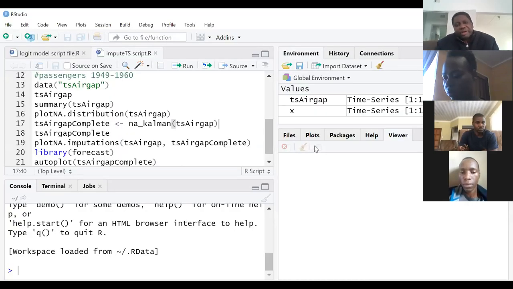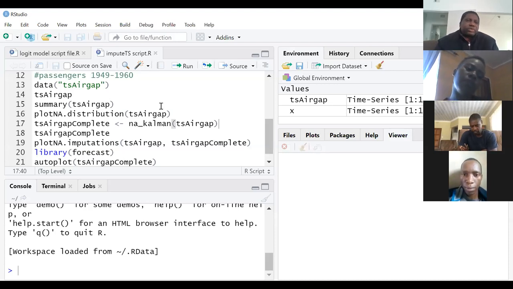Okay, let me share with you. Yes, now you should be able to see the app. Can you not see it? We can see it, Prof.